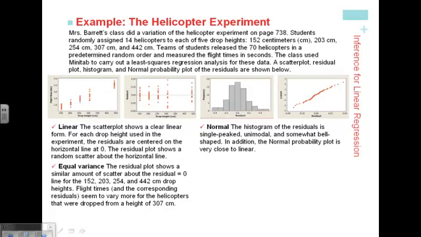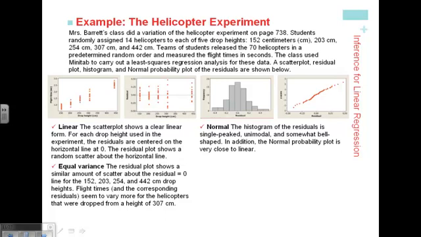All right. Equal variance. Looking at the residual plot, you can see the clumps of residuals. And what do they say about it? Flight times seem to vary more for helicopters that were dropped at a height of 307.